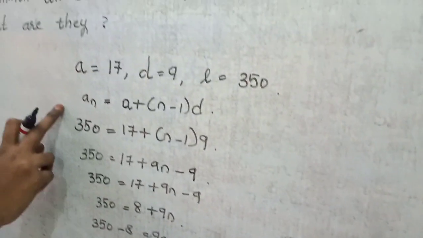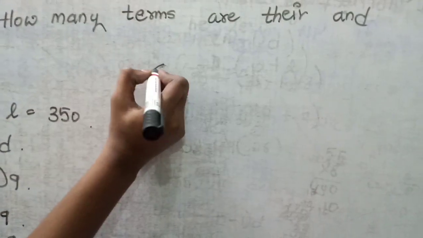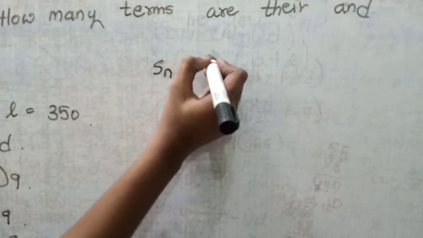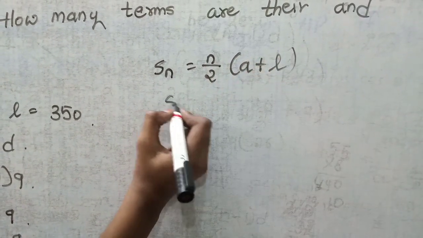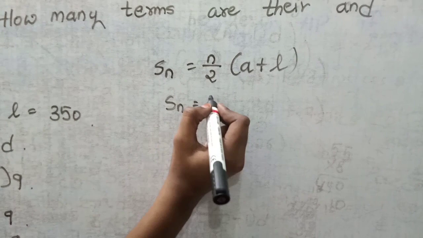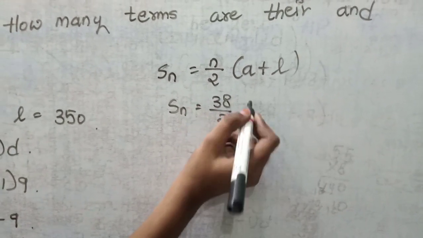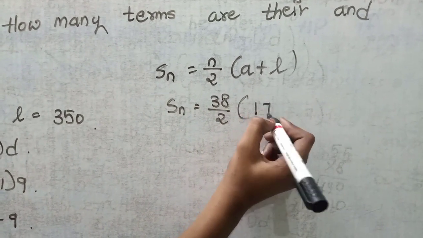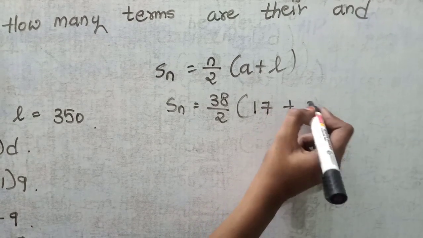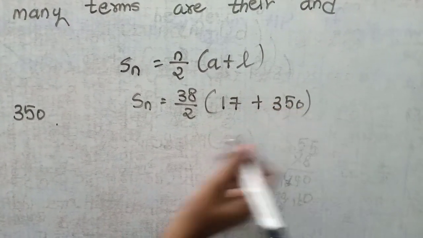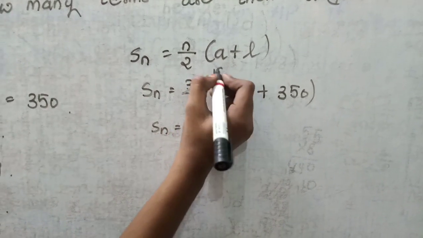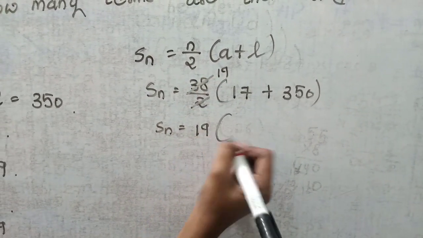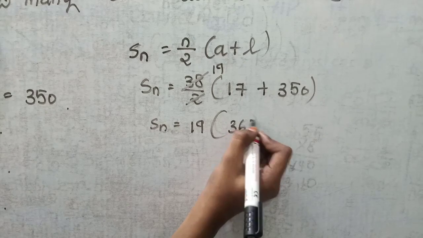Now we have found n. Now we should find Sn. Sn is equal to n by 2 into A plus L. Sn is equal to, n is 38. 38 by 2 into 17 plus L, which is 350. Sn is equal to 19 into 367.